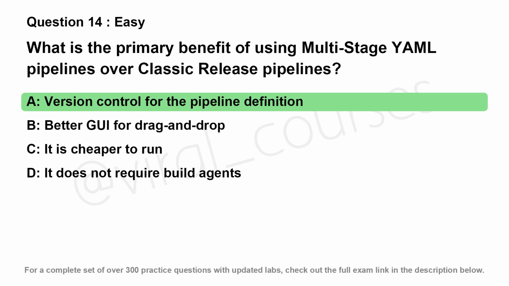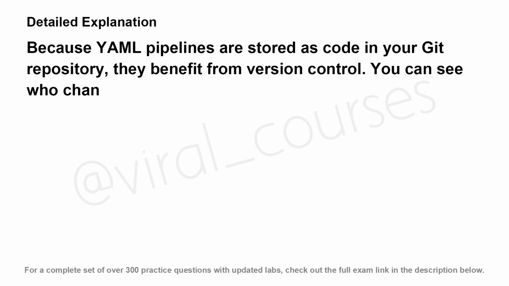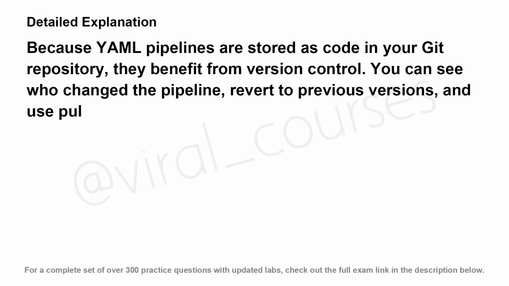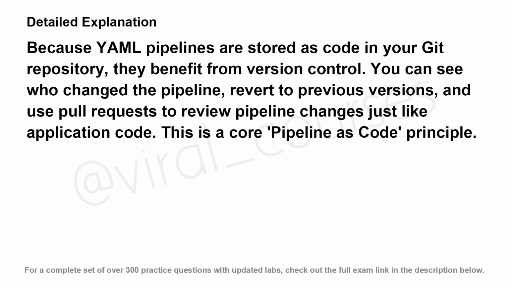The correct answer is A. Because YAML pipelines are stored as code in your Git repository, they benefit from version control. You can see who changed the pipeline, revert to previous versions, and use pull requests to review pipeline changes just like application code. This is a core pipeline as code principle.